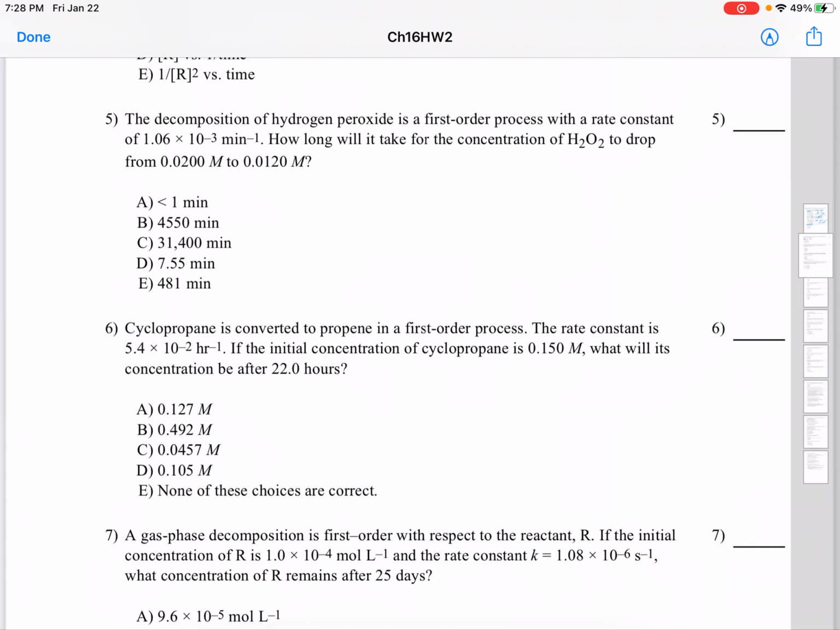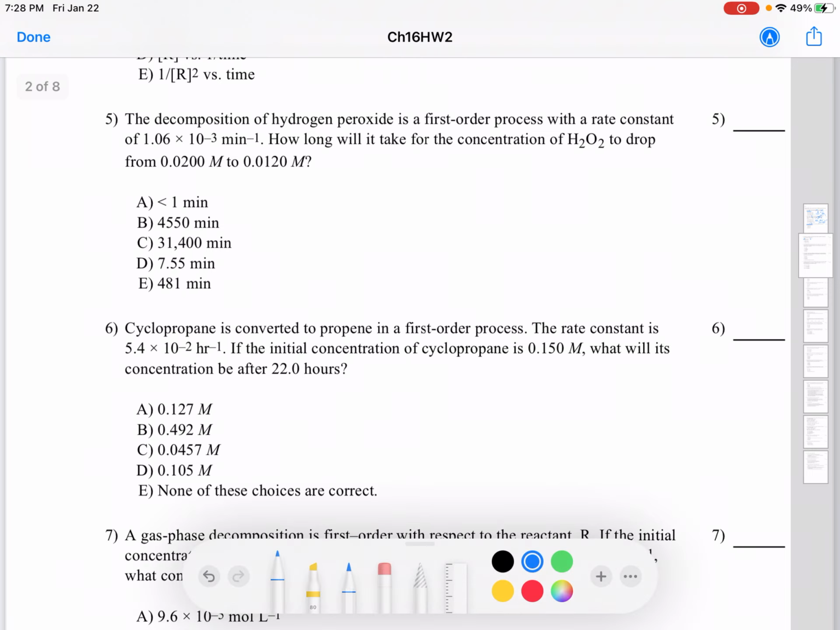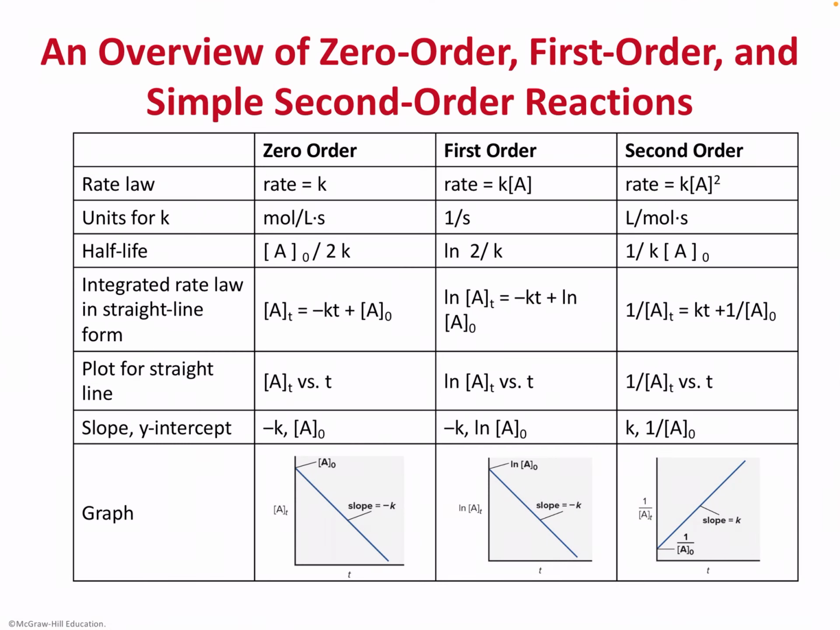The decomposition of hydrogen peroxide is a first order reaction. So we are given some information that would be beneficial. It says it's a first order process with a rate constant, this one. And remember the units for the rate constant are per second, which is similar to per minute if it is given in minutes. How long will it take for the concentration of H2O2 to drop from 0.02 to 0.012? Now this question involves two concentrations, so we have to refer to the integrated rate equation. Go back to your PowerPoint slides and we can find the integrated rate law.